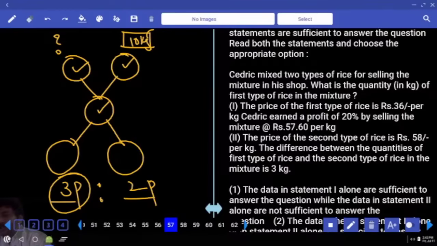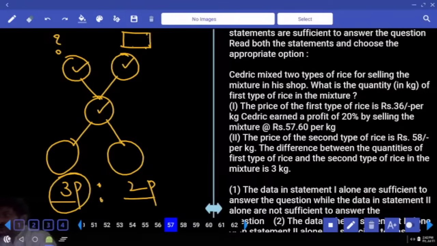So only the ratio will not help you. You need to know information about quantity. Then only we can answer the question. That quantity information may be about the quantity we used for the second variety, or the total quantity used, first and second variety together. If you know the value of 5 parts, still we can calculate 3 parts. If you know the difference of quantities used, still you can answer the question.